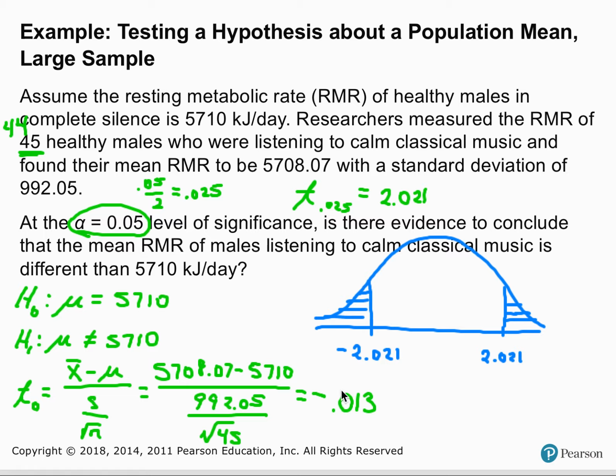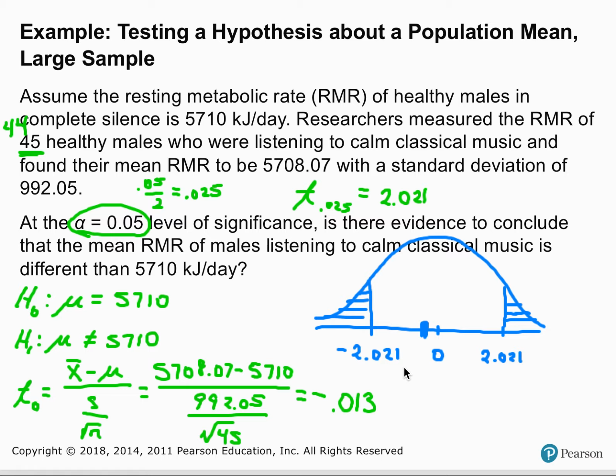Okay, so I go back and I look at my test statistic, which is negative 0.013. So it's about, so here's 0. So it's about right here. Well, it's not even that far, but you get the idea. It's right here. It's not in the critical region. So we fail to reject the null hypothesis. We don't accept it. We just fail to reject the null hypothesis. That's the classical approach.